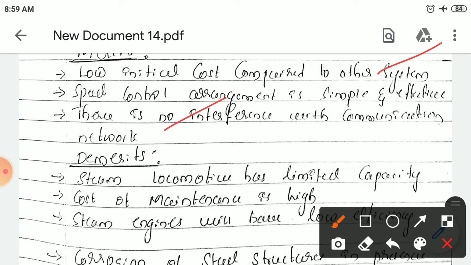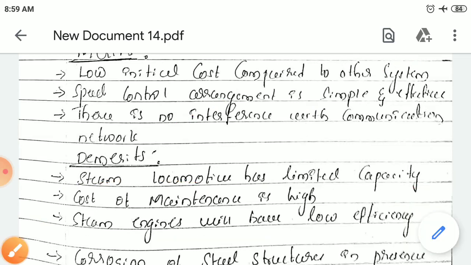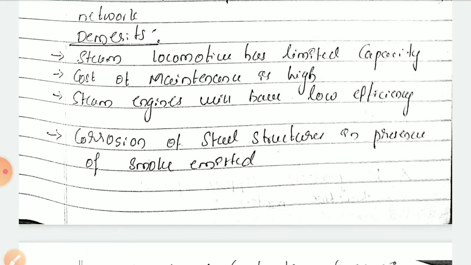And there are some demerits also. One is that the steam locomotive has limited capacity, meaning the load handling capacity and other things. Steam engine systems have very limited capacity, and the cost of maintenance is a bit high. The steam engines also have low efficiency, which is very important here. So steam engine systems are low efficiency. One more is the corrosion of steel structures in the presence of the emitted smoke. To boil the water and for various other parameters, you need steel structures. Corrosion of that steel structure also happens because of the presence of the smoke emitted by the charcoal and other things. So those are the demerits of the direct steam engine system.